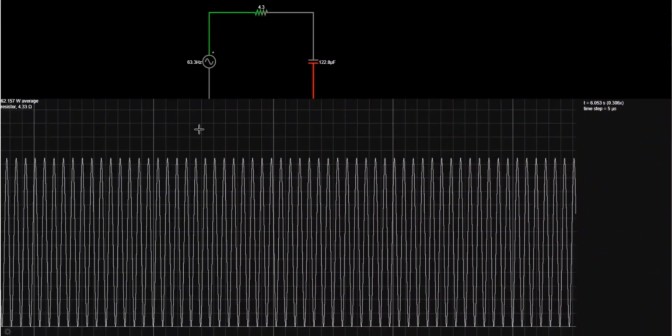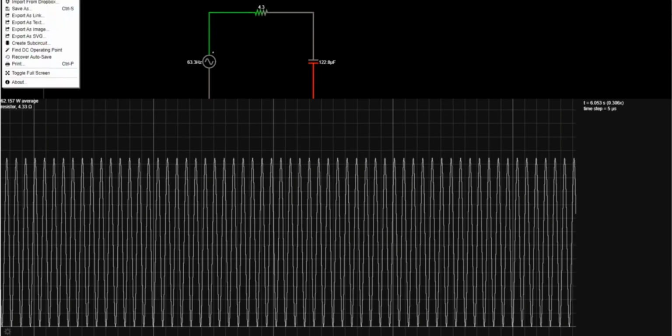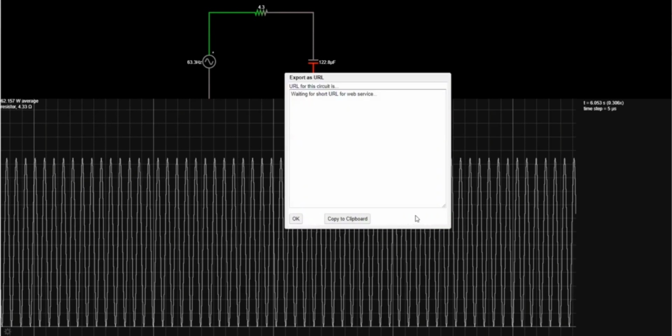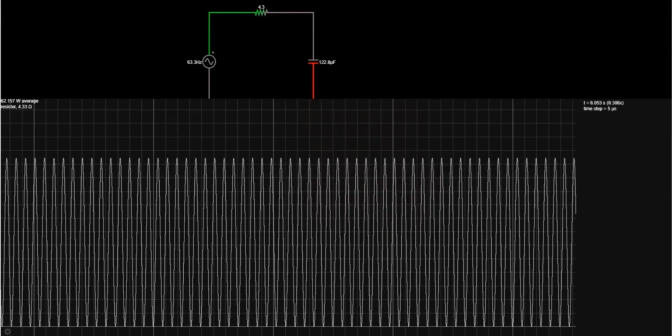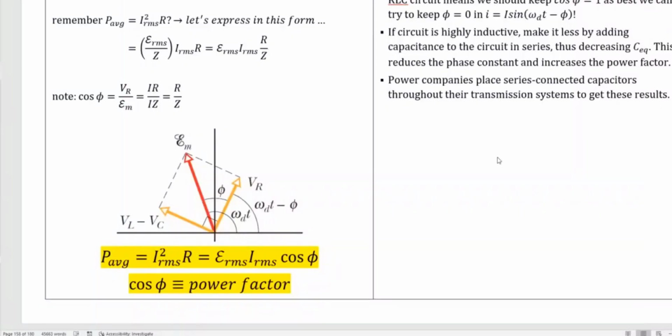So now you can go ahead, click File, Export as Link, create short URL, copy to clipboard, and go ahead and dump it into the chat box. That will be your quiz credit for this particular circuit. Okay, let's move on. You can do that as I set up the next one, the last quiz.